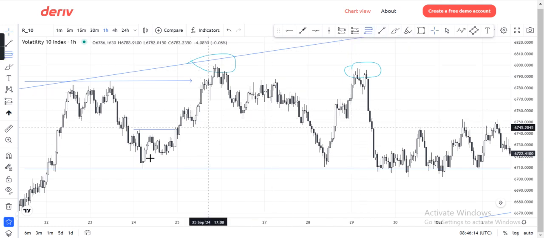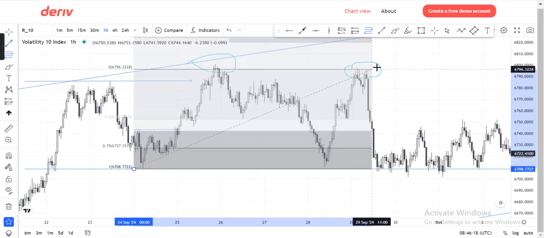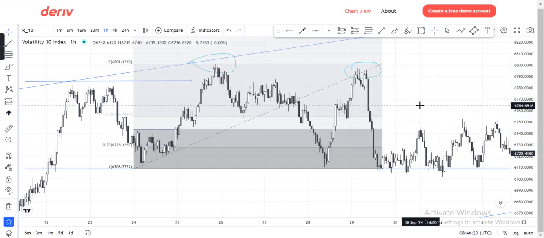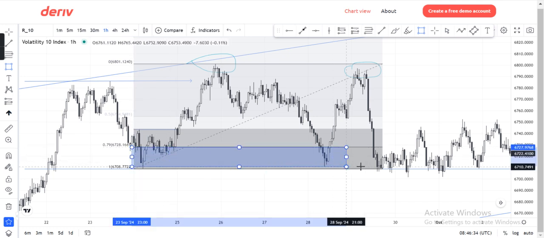Then we picked our Fibonacci retracement tool and we marked it across. Having marked it across, we clearly understood that the market retracement got into our 0.618 level. Now, when it got into our 0.618 level, this was it here, clearly.